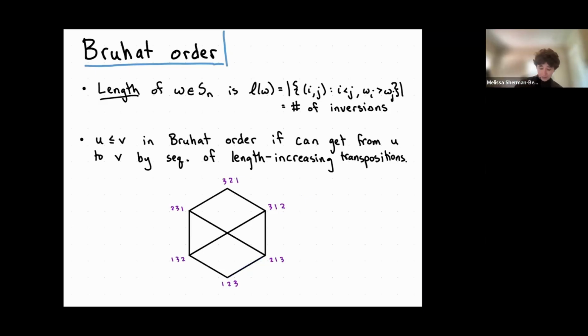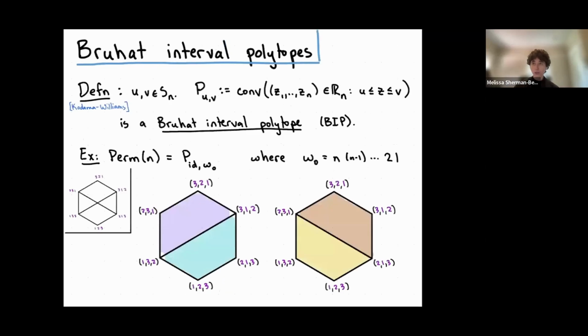This is maybe not a very interesting example, but the identity permutation 1, 2, 3 is less than the permutation 3, 1, 2 in Bruhat order, because I can go from 1, 2, 3 to 2, 1, 3 by a length increasing transposition. When I swap 1 and 2, that increases my length. Then I can move from 2, 1, 3 up to 3, 1, 2 by swapping 2 and 3, which is another length increasing transposition. Okay, so with that, we can define our smaller polytopes.